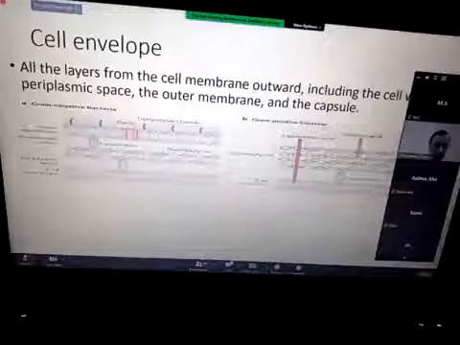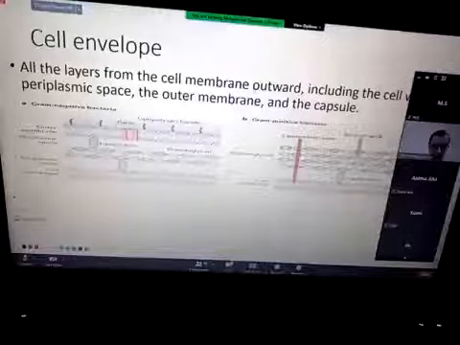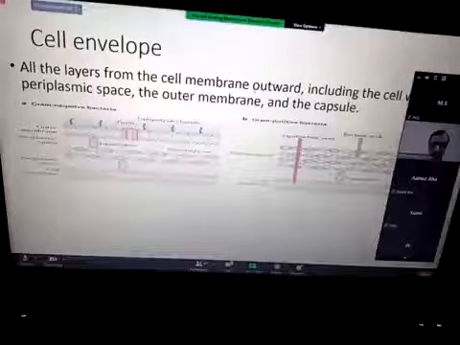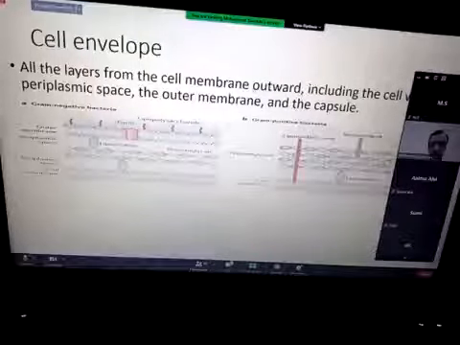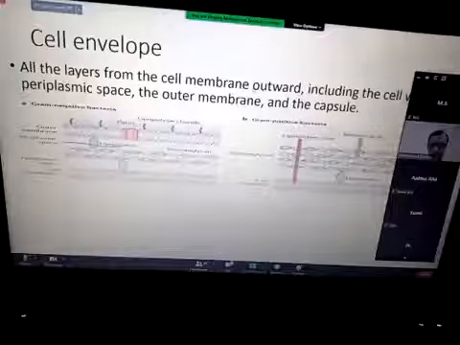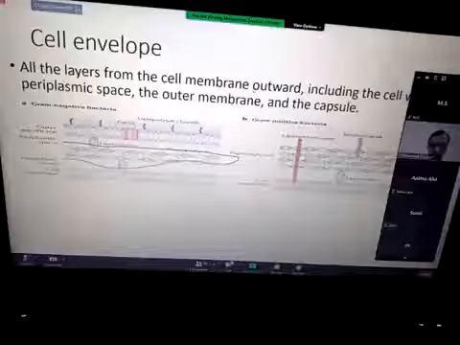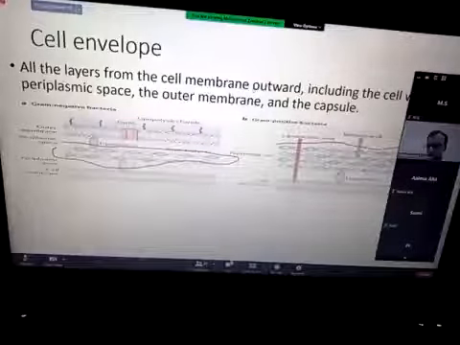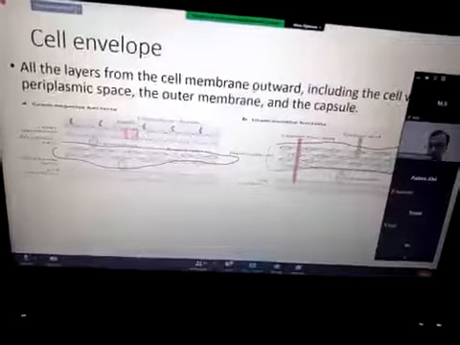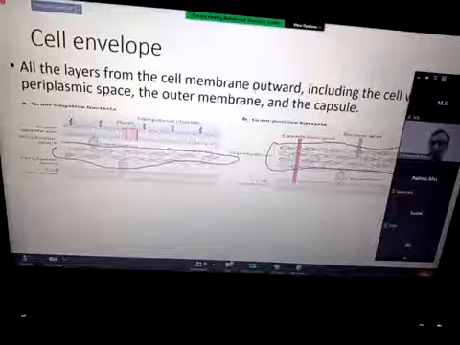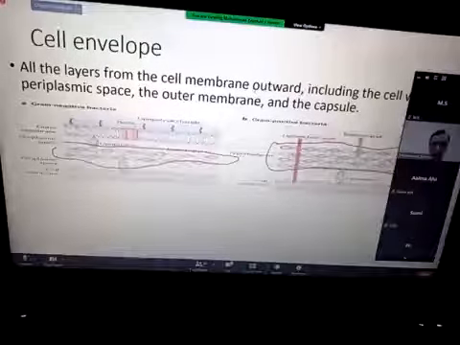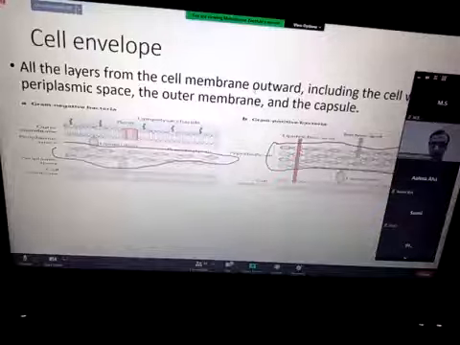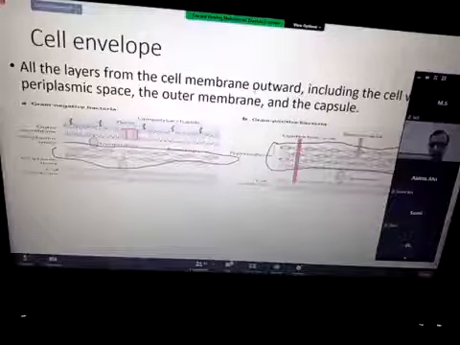This peptidoglycan layer is very important in identifying the bacteria. In gram-negative it is very thin, and in gram-positive it is very thick. When we do gram stains, this peptidoglycan layer helps in differentiating gram-positive and gram-negative. This thing we have to learn and remember.